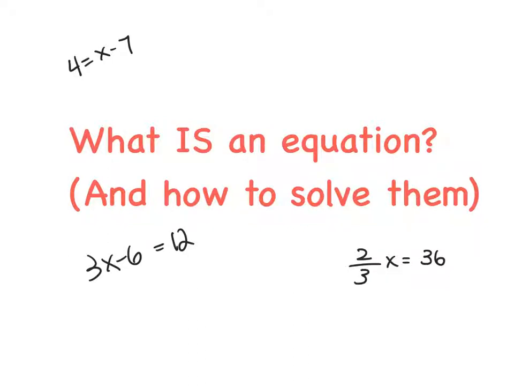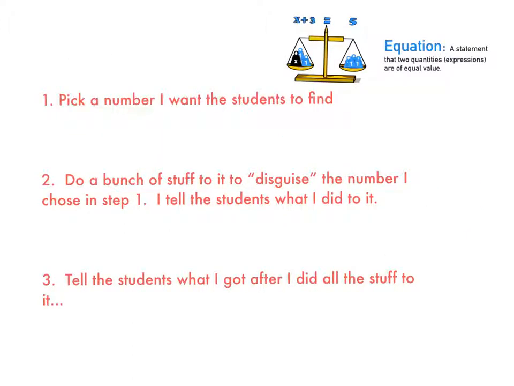So we're going to go over a little bit of review for section 1.2, which is going to cover what is an equation and how do we solve them. So we know from the previous lesson that an equation is a statement that two quantities are of equal value, and a lot of times we think of them as a balance, right? That's what we have right here.